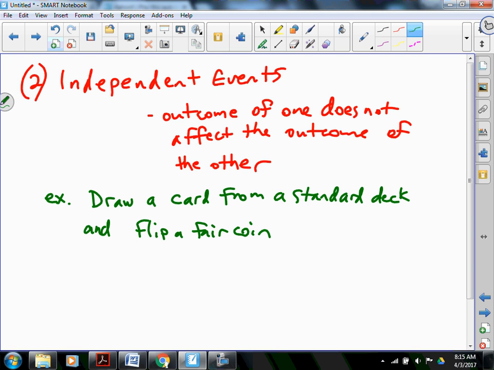So what we start to talk about then is probabilities of two events happening. So let's think about this. What's the probability of getting an ace and heads? If we were to consider these things separately, that might be kind of cool at first.